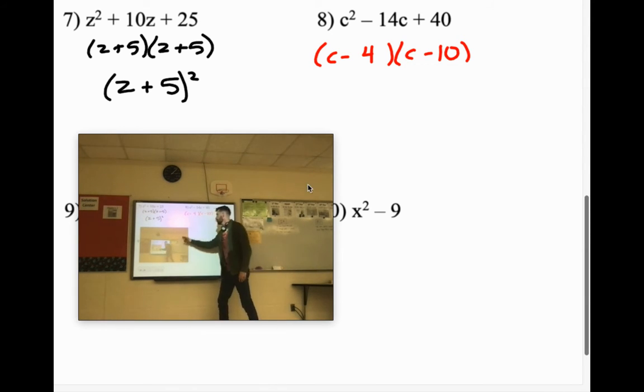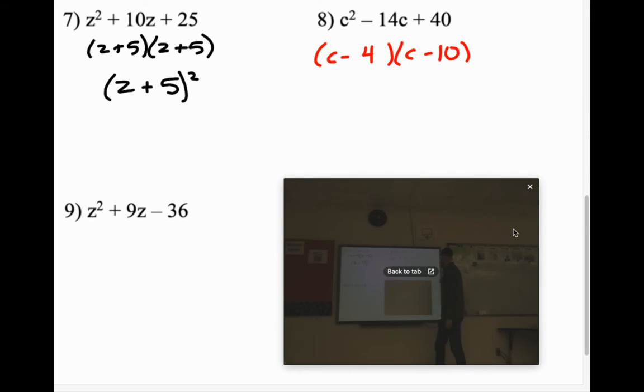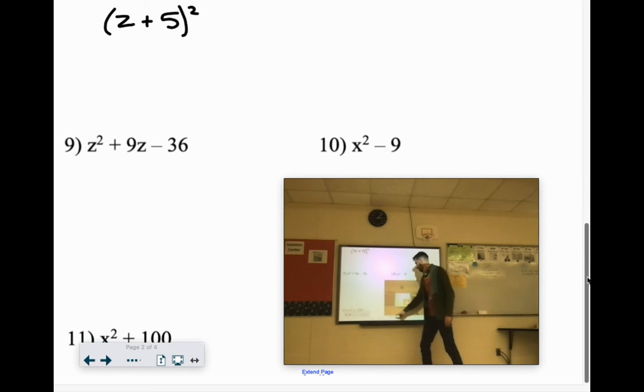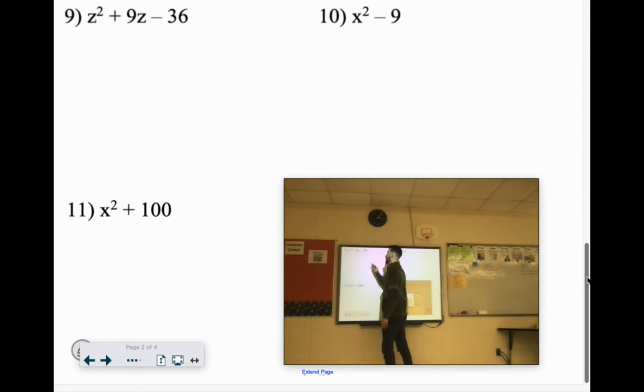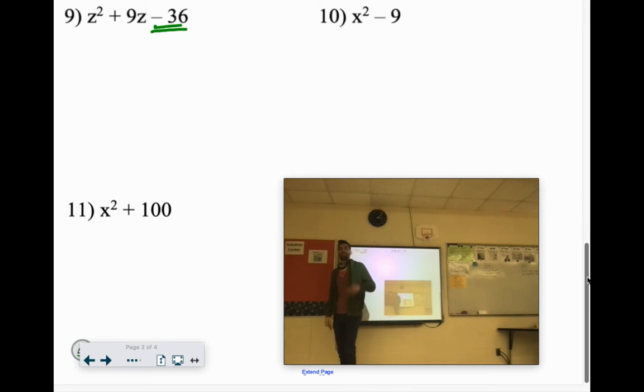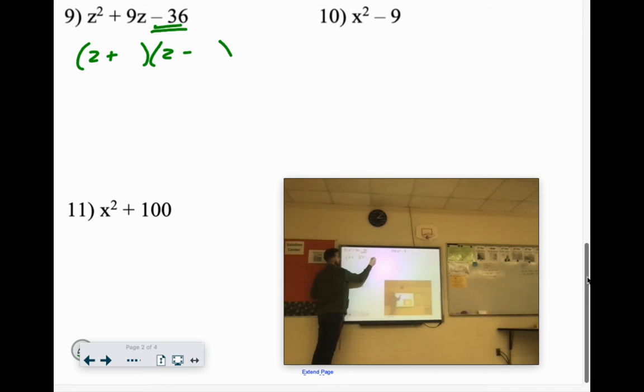Let's see what else we've got over here. Gonna scooch it down. Z squared plus 9z minus 36. Now when it ends in minus, this is our first case where that's happening on this slide, then it has to be one of each. It has to be a positive times a negative. Z plus, z minus. They have to be this far apart. Yes, they are going to add up to 9, but initially we're looking for numbers that are 9 apart.